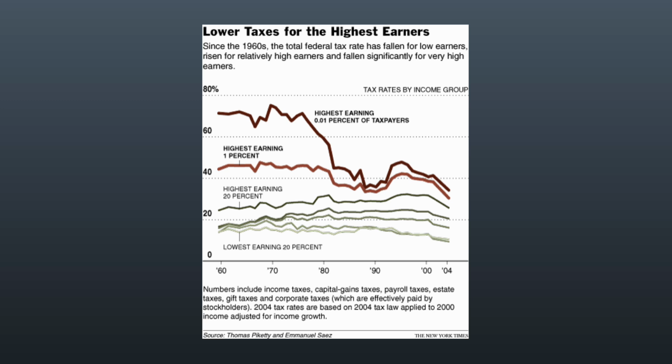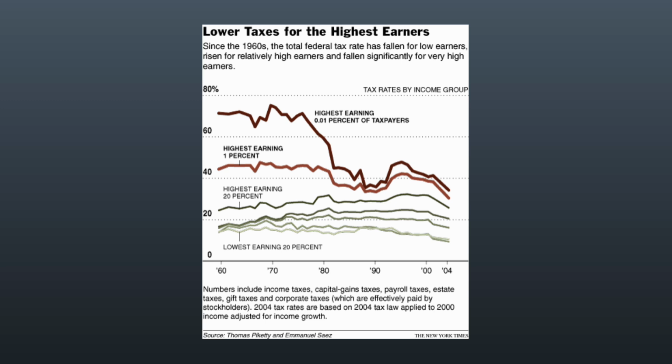So by 2004, the richest, the 0.01%ers are paying a marginal rate of less than 40%. The 1%ers are paying around 35%. It's 36, I think, is what it was in 2004. And then you can see for the rest of Americans, their tax rates have stayed pretty much the same. So during this time period, we saw dramatic cuts in the tax rates for wealthiest Americans.